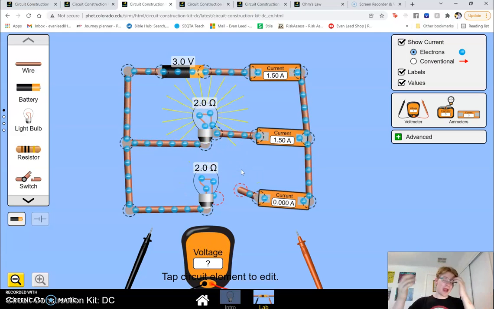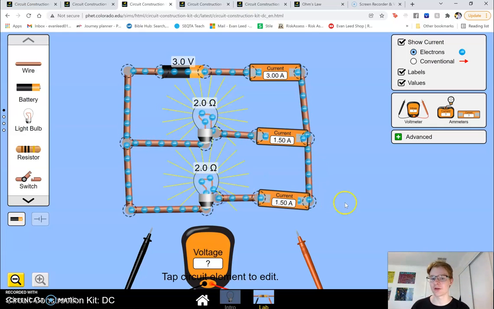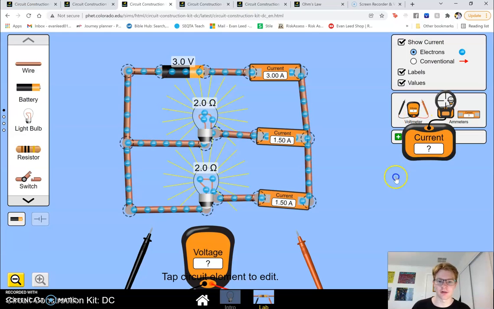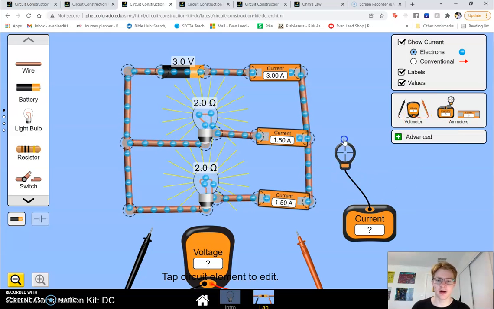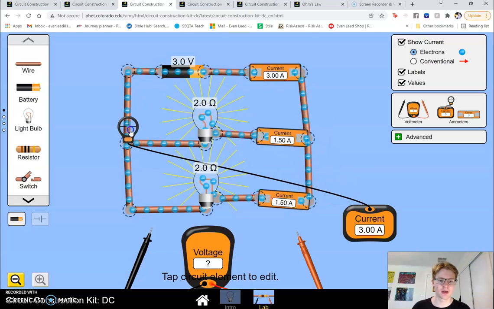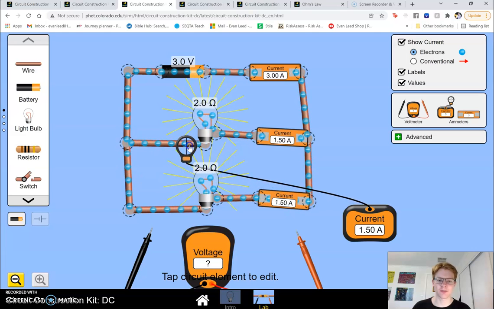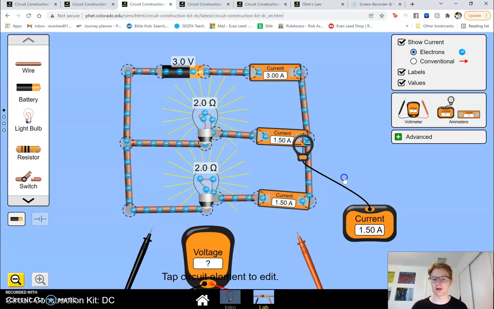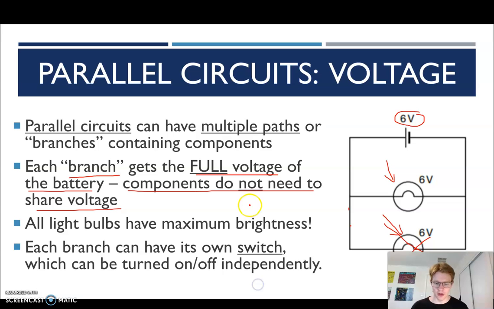So parallel circuits seem to be way better than series circuits. What's the trade-off here? What's the difference? The difference is the current. So if you look at the current at this spot, it's slower than it is at this spot. So it's pretty fast up here, 3 amps, but then when it starts splitting off, now instead of the voltage being split, the current is split. Okay, so go back to the slides.